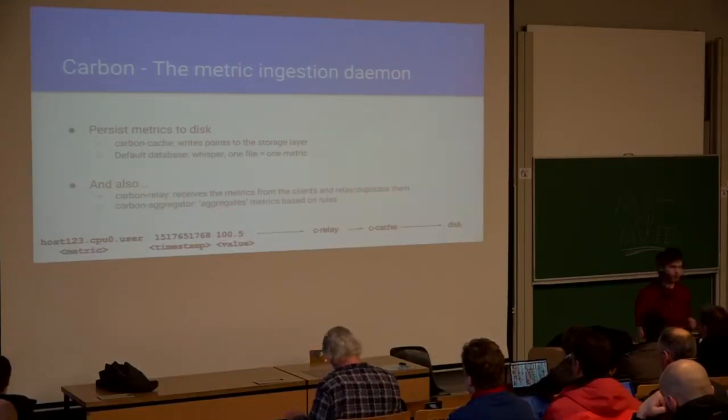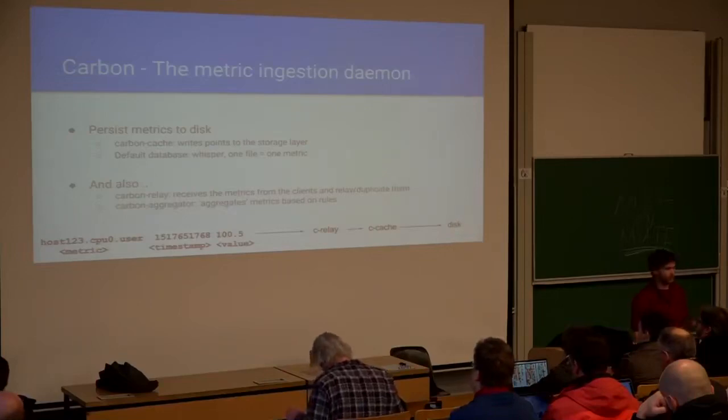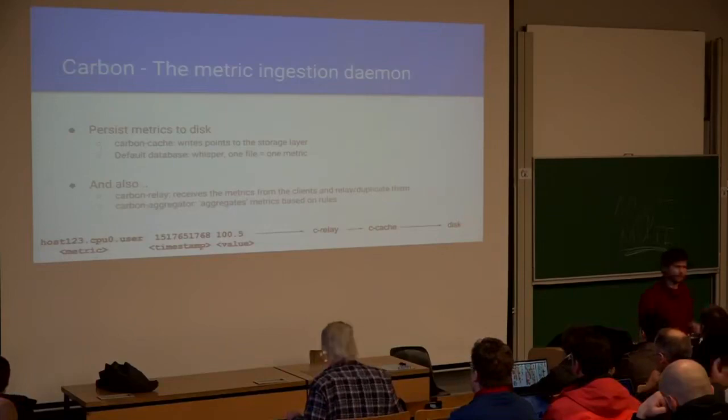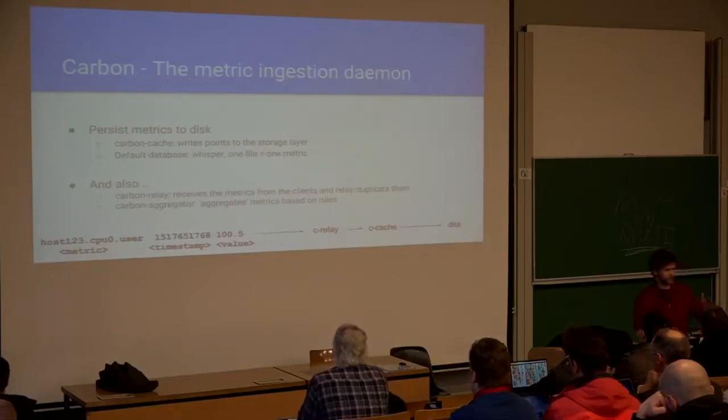And with Whisper, each metric, for example, would be something like host123.cpu0.user, plus then you have the value. So the metric is the first part, the name. Each metric in Whisper will be one file, which means that periodically your host is sending like 100 metrics, one for each CPU, plus memory and everything. Carbon will receive them over TCP, UDP, or other things if you want to, and write them to separate files. So that's what it does.